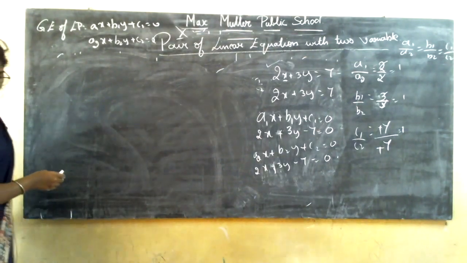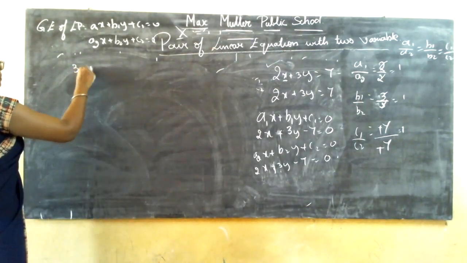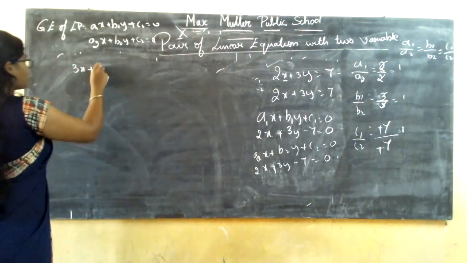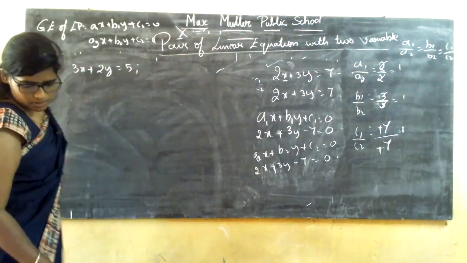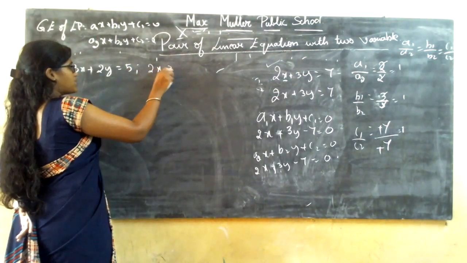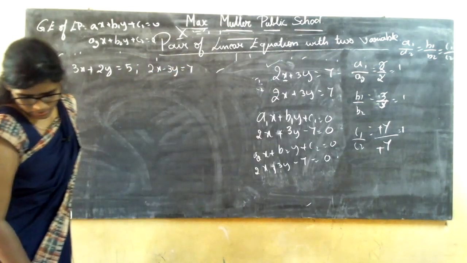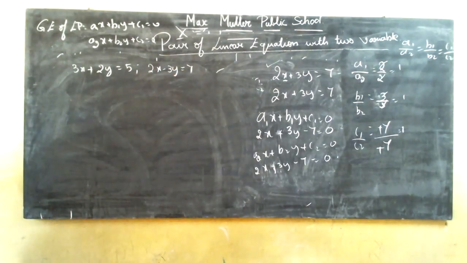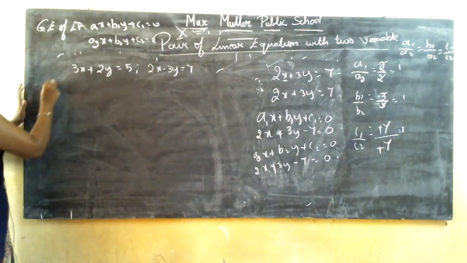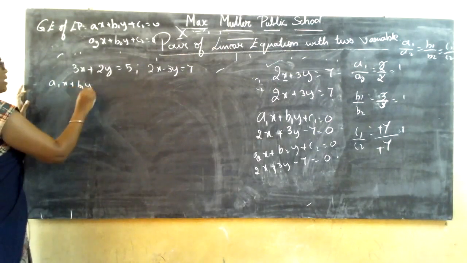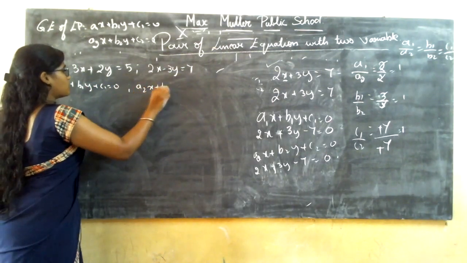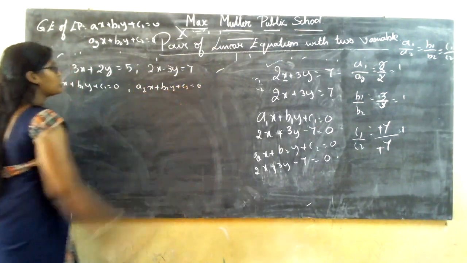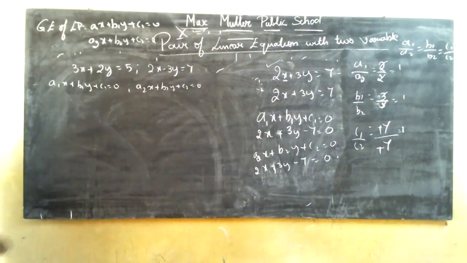Yeah, 3x plus... what is the algebraic expression given as? 3x plus 2y is equal to 5, and another algebraic expression is given as 2x minus 3y is equal to 7. These are the two algebraic expressions given. So let me write the general equation, that is a1x plus b1y plus c1 is equal to 0, and the second equation is a2x plus b2y plus c2 is equal to 0. So these are the two general equations.